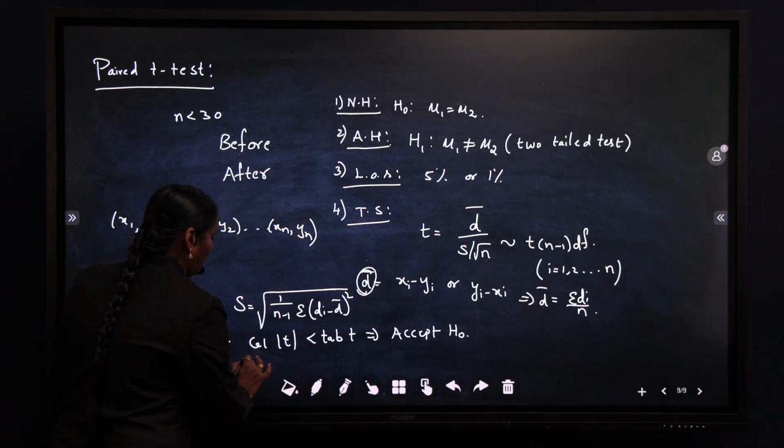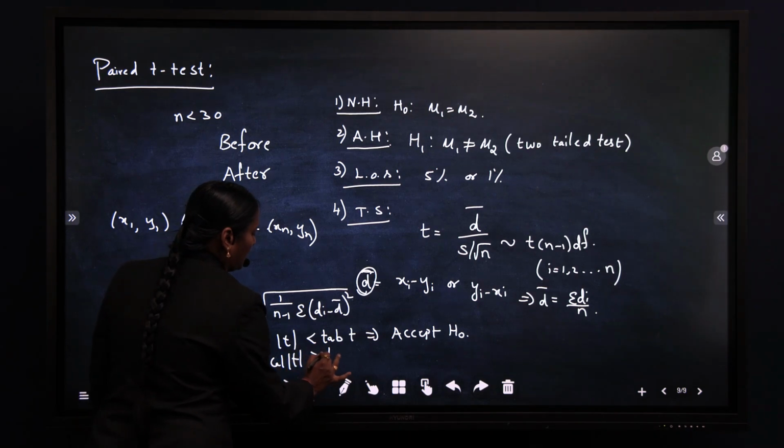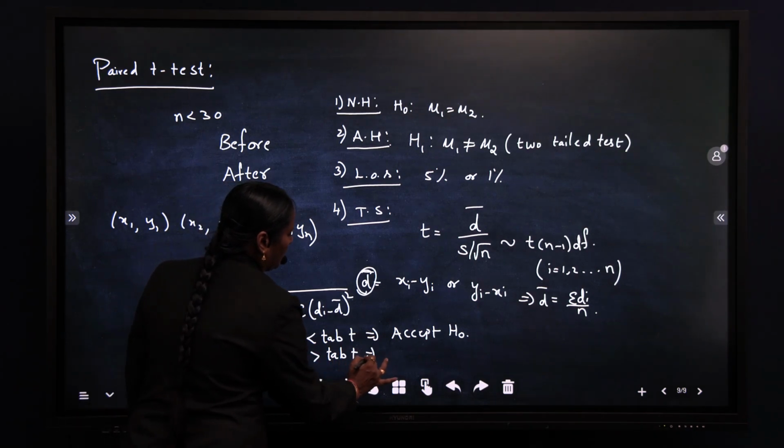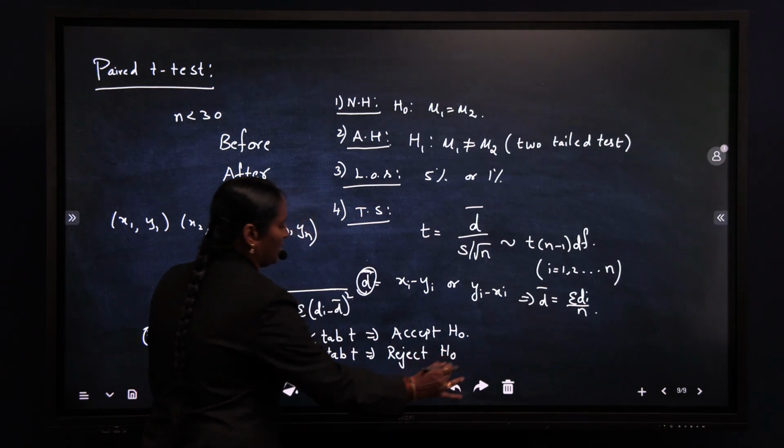In any case, if the value of calculated t is greater than the tabulated value of t, we have to reject H naught. It means that there is some significant difference in the given data.